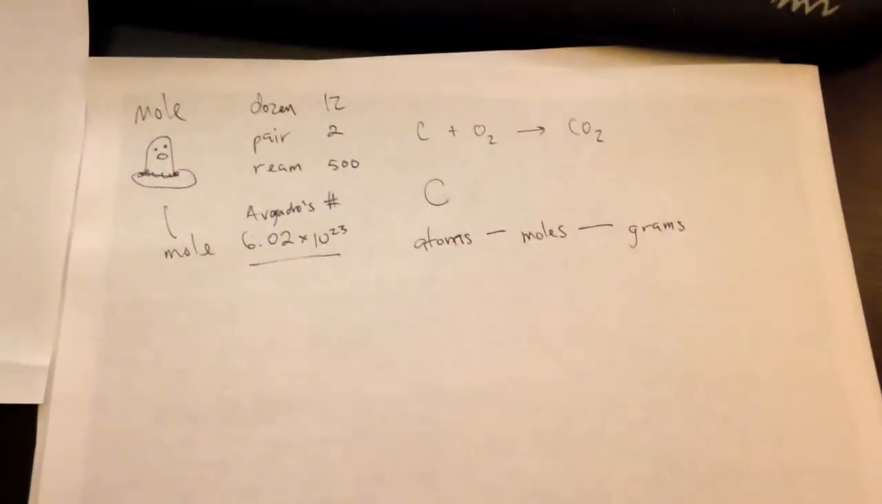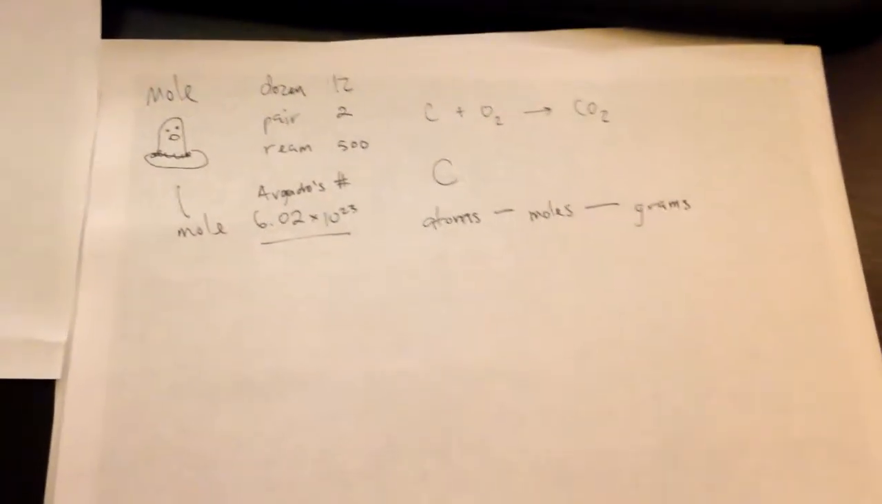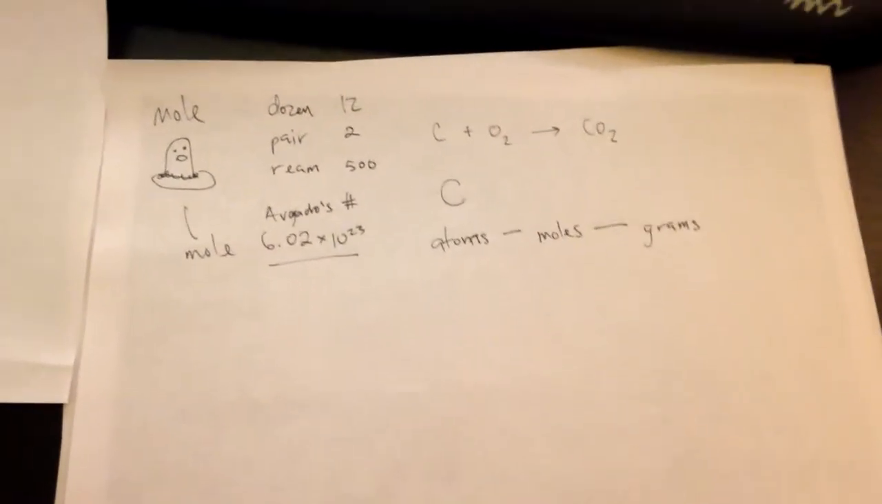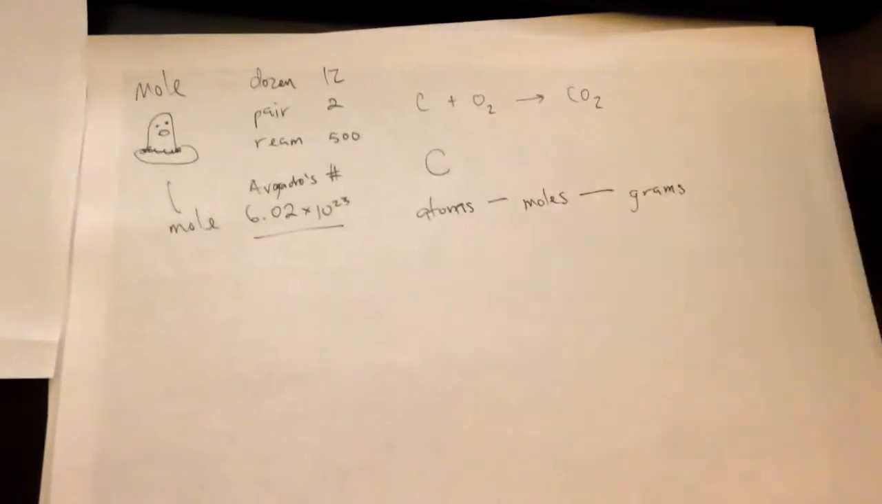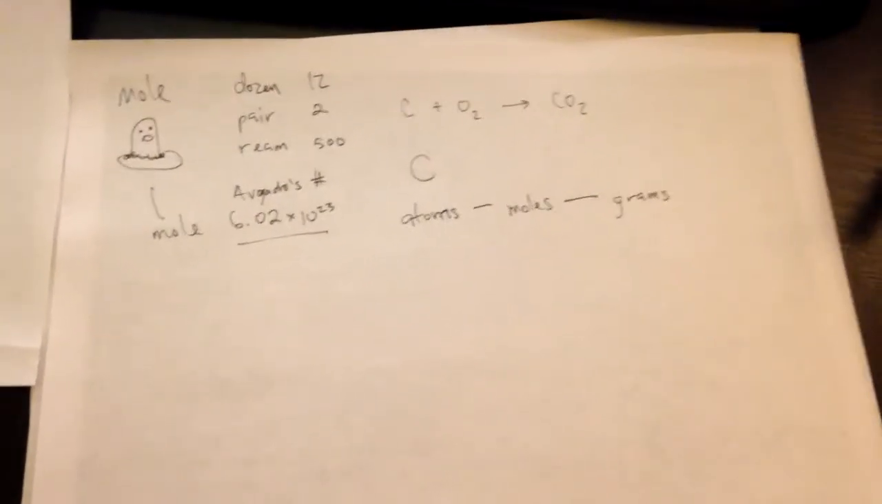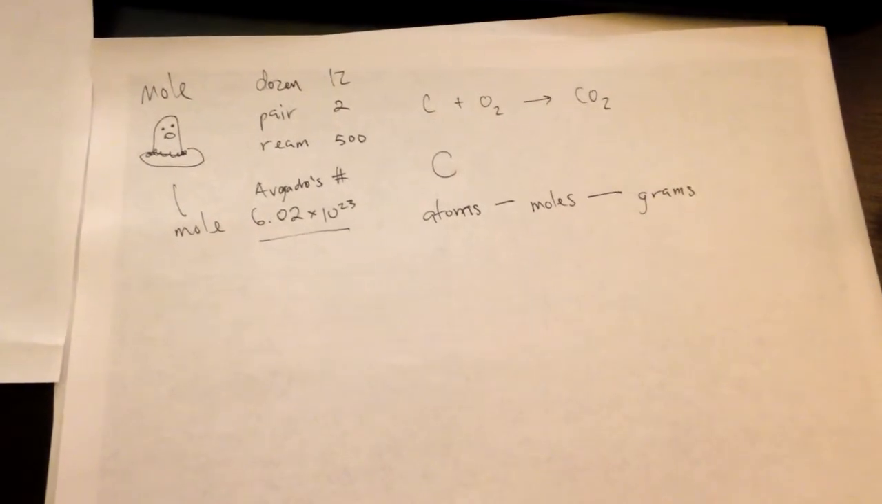So a mole is 6.02 times 10 to the 23rd, which is 6 and 23 zeros, which is a lot of zeros. It's a real big number. It's called Avogadro's number. Some dude named Avogadro figured it out. So you hear that a lot. But these things are important.